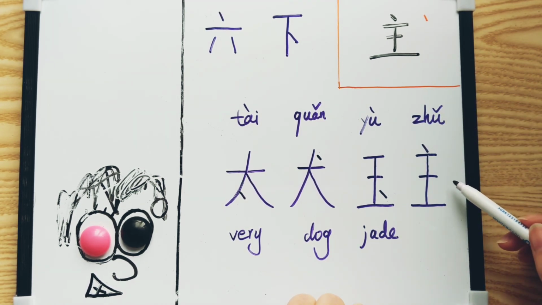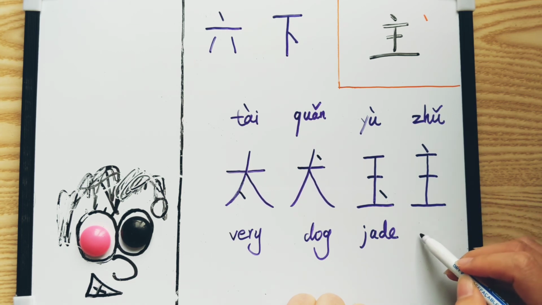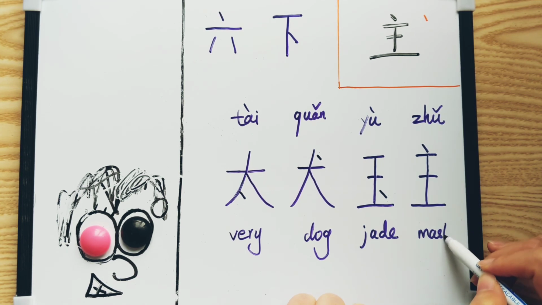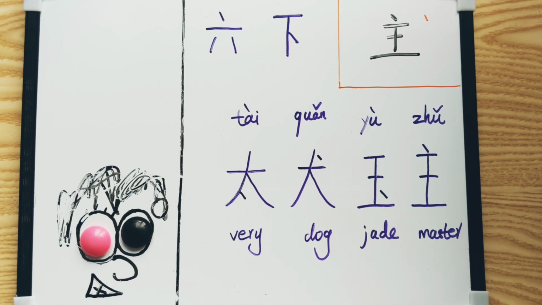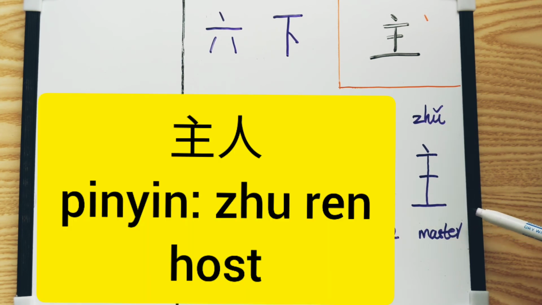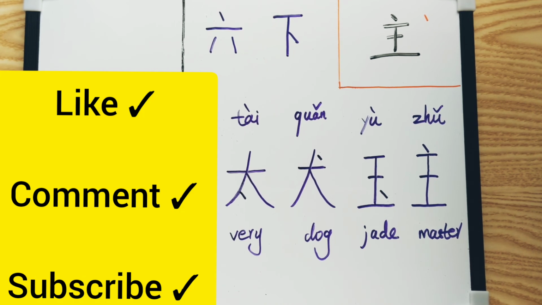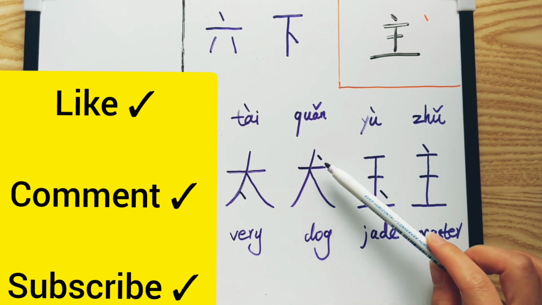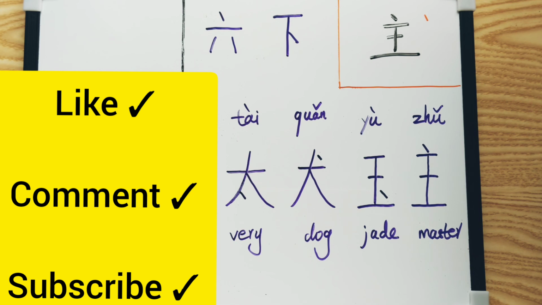主. One meaning is a master. For example, we have learned the characters for person, 人, so we put them together, 主人, which means a host, such as host in host family. Alright, so now with one tiny little dot, we have learned 6 characters.